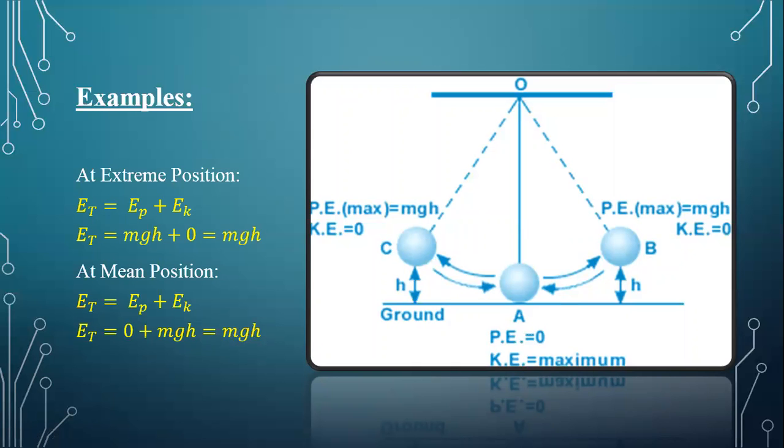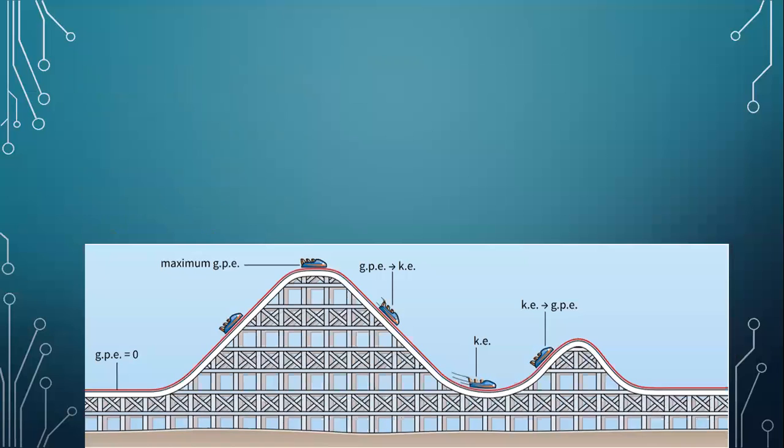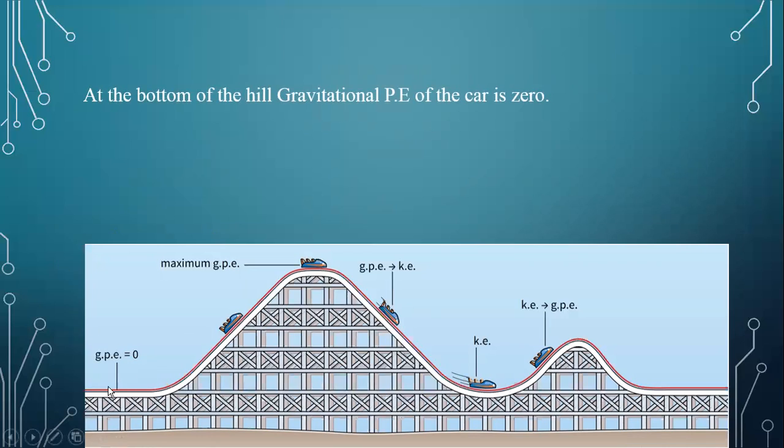Similarly, there is another example: a car which is moving on this hill. So there are three different points. Number one, at the bottom of this hill, top of the hill, and again the bottom. So at three different points, we can describe the change in energy. At the bottom of the hill, at this position.